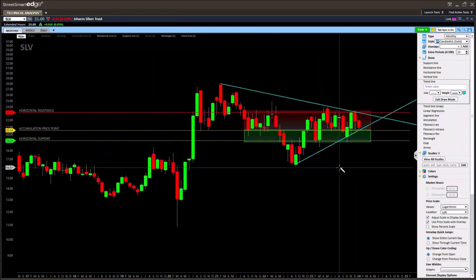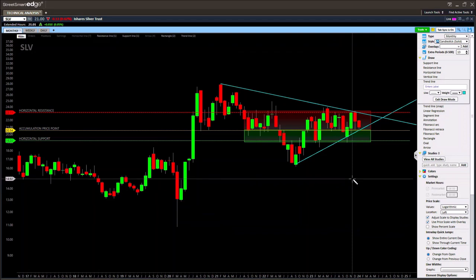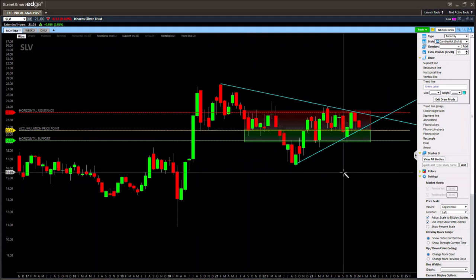Who knows what the market is going to value silver at? But we know to exercise caution because of the pattern that it's in. It's neither bullish nor bearish. It's kind of like, oh, who knows where it's going to go type of pattern. But there you go. We've identified the trend. We've identified the chart pattern.